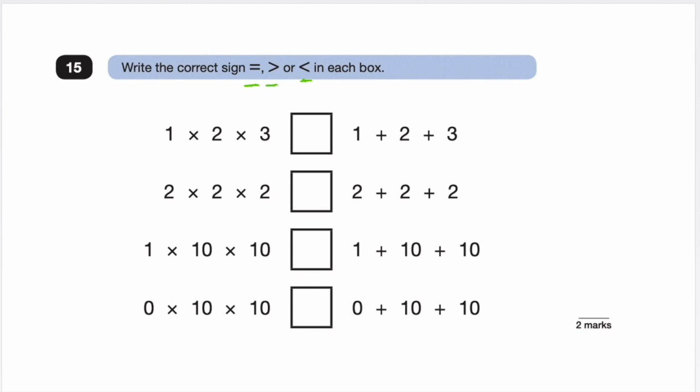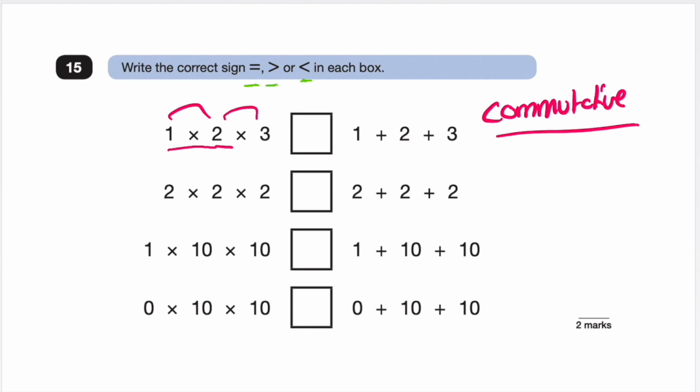Okay, so we've got a lot of multiplication questions and a lot of addition questions, and that's the same all the way down. So what do we need to know? Well, we need to know that addition and multiplication are commutative, which means it doesn't matter which way around we put these numbers here, we're still going to get the same answer. So let's multiply it the easiest way. So 1 times 2 would be 2, times 3 is 6. So we have 6 on this side, and then 1 plus 2 is 3, plus 3 is also 6. So this one would equal.